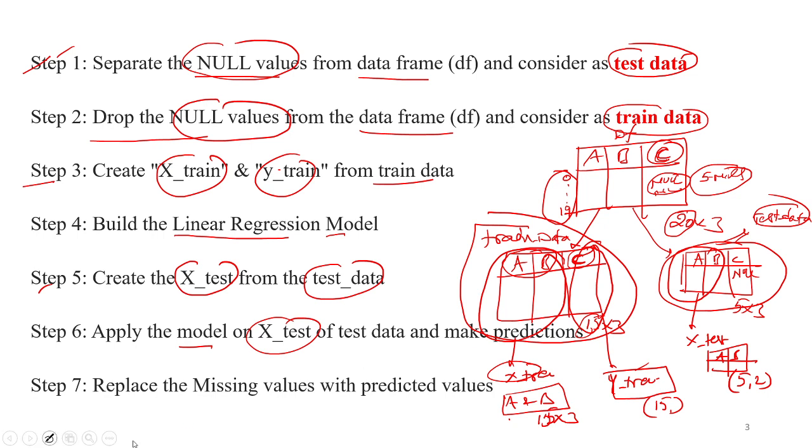So step 7, replace the missing values. So replace the missing values with the predicted values. So here in the test data, column C has the missing values. So these missing values are replaced with these predicted values. So that is the step. So don't panic. With this practical I will explain step by step.